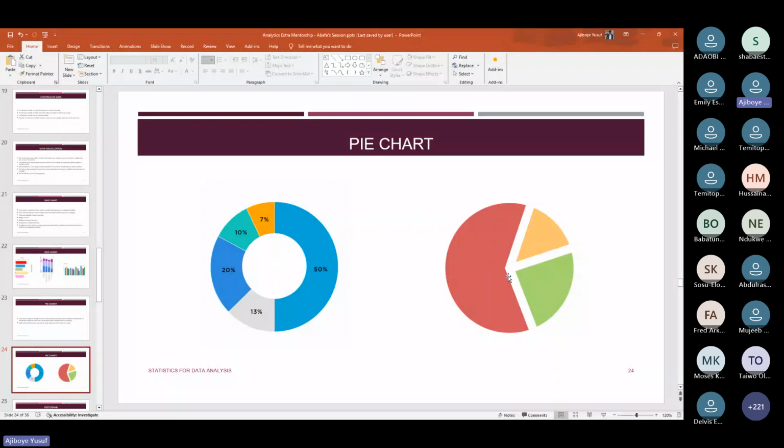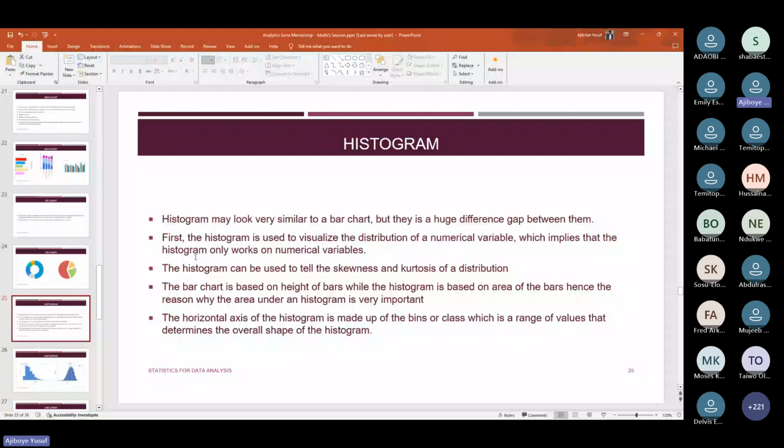We have the histogram. Now, a histogram may look very similar to a bar chart, but there is a huge difference between them. I'll be fair with you: you will hardly see a histogram in people's dashboards, and that's because the function of a histogram is way above just categories and just trying to describe. Histogram is one of the pioneers of statistics. Histogram can go a very long way. It can be used to detect outliers. It can work on skewness and kurtosis. It can give you a lot of things.